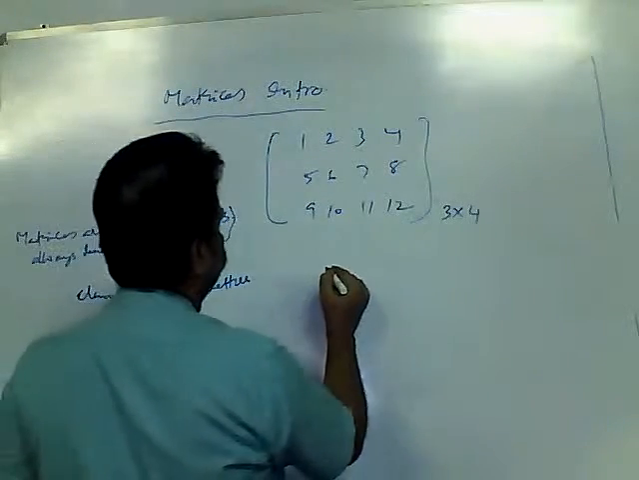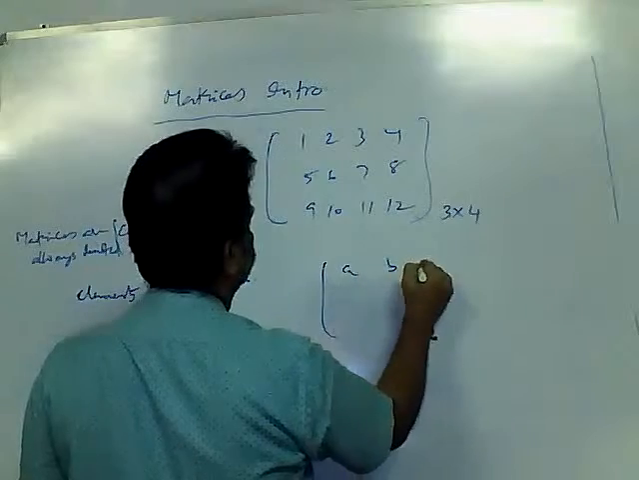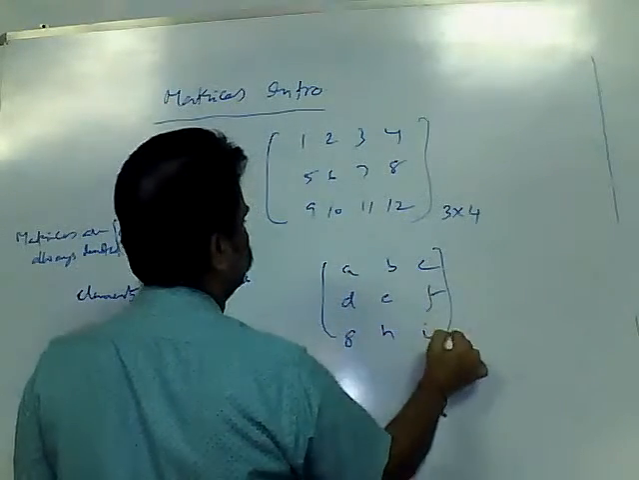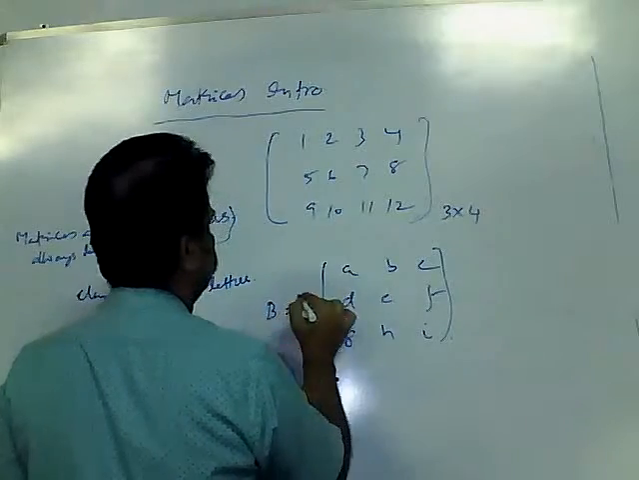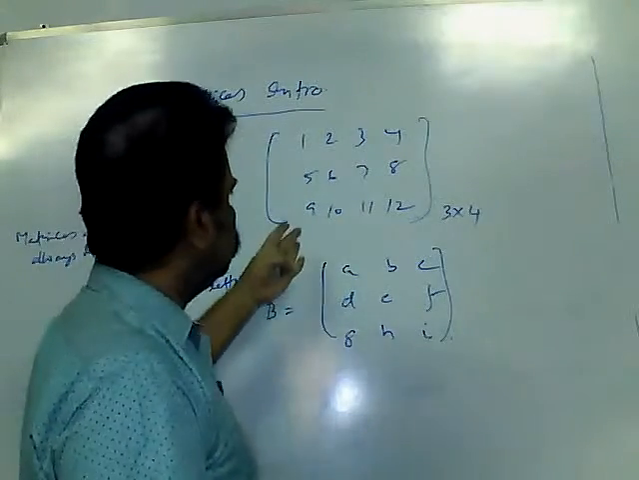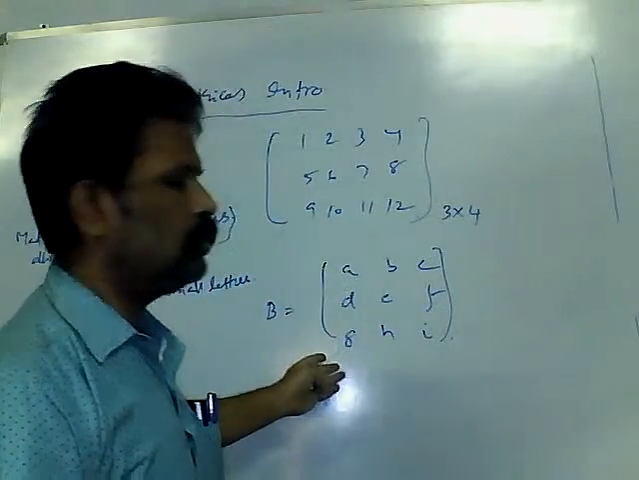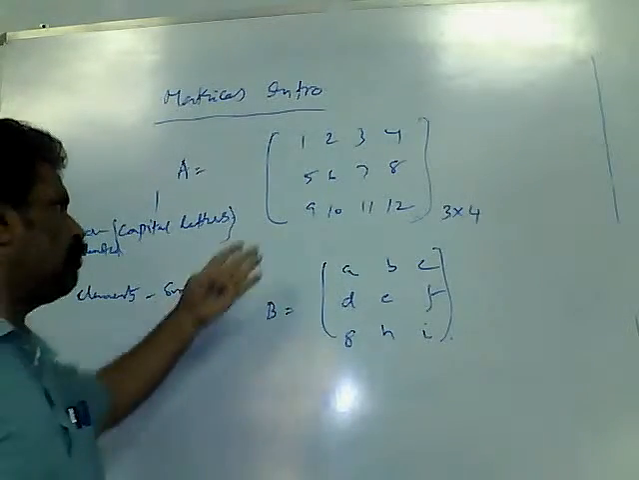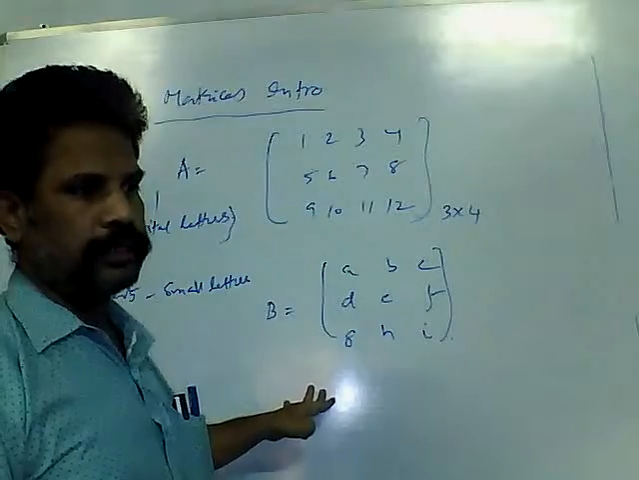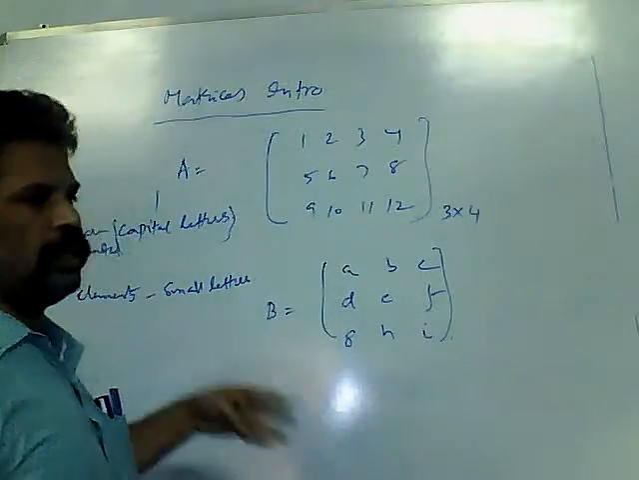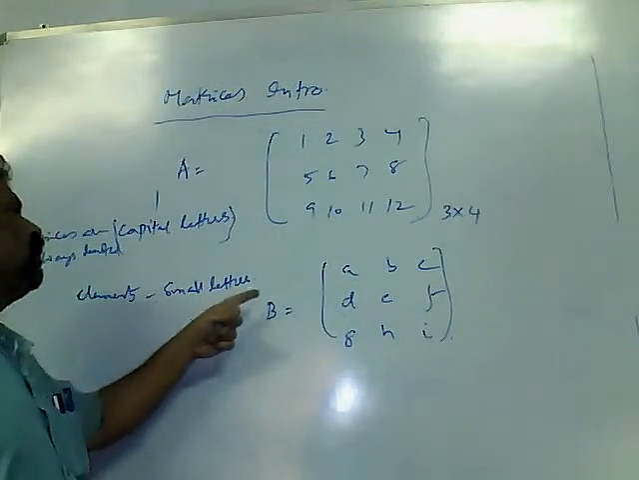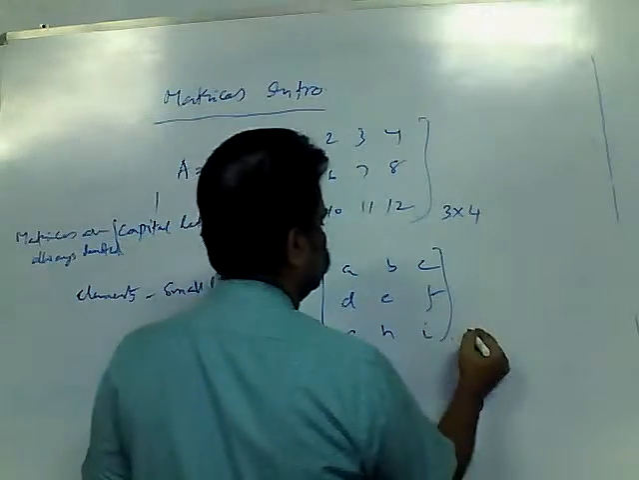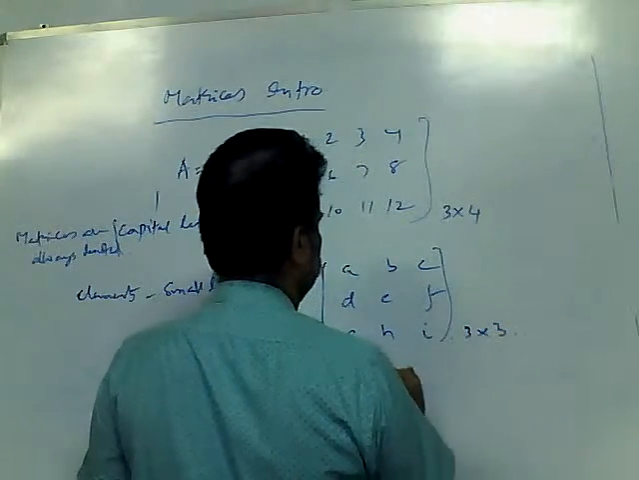Right? So let me take one more example: a, b, c, d, e, f, g, h, i. Then you may get an idea. This is matrix B. The elements can be anything, not only numbers; they can be letters, alphabets, or even symbols. But mostly we deal with either numbers or letters. Symbols are rare cases, we are not discussing that part. So B is equal to a, b, c, d, e, f, g, h, i. Here how many rows and how many columns are there? 3 rows and 3 columns.